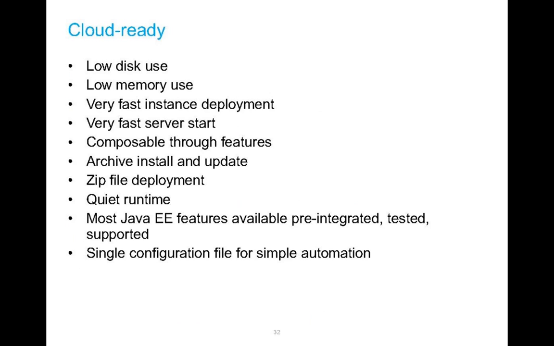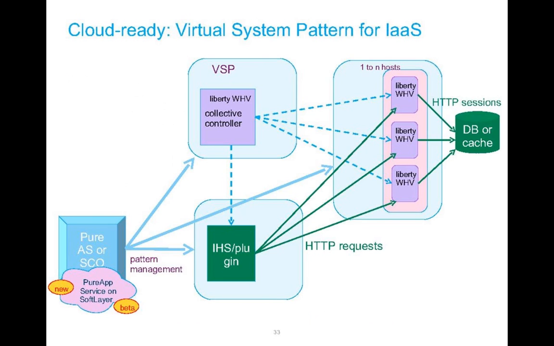Right. So again, for cloud readiness, we have a virtual system pattern for IaaS. This is available via the Pure App service on SoftLayer, which is newly released. I think it's a new beta, and then via Pure Application System. So that can do the pattern management.